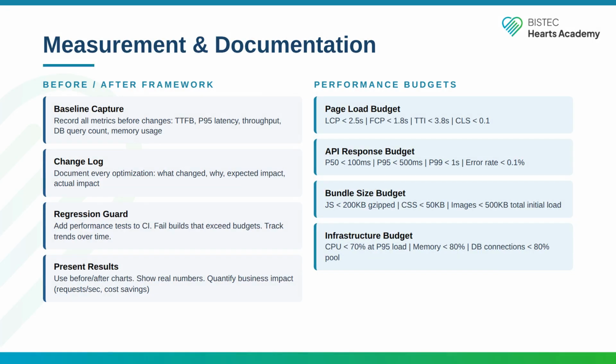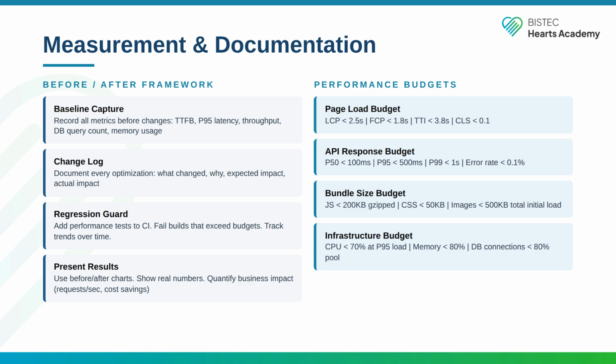This section is about turning your optimizations into a professional deliverable. This is what separates a senior engineer from someone who just makes things faster: the ability to communicate the impact clearly. The before and after framework starts with the baseline, the numbers captured before making any changes: TTFB, P95 latency, throughput in requests per second, database query count per request, and memory usage. Then for each optimization, you document what changed, why you chose that approach, what you expected to happen, and what actually happened.